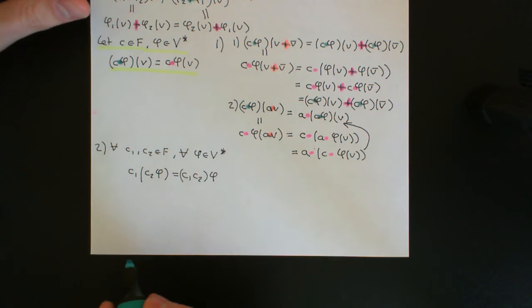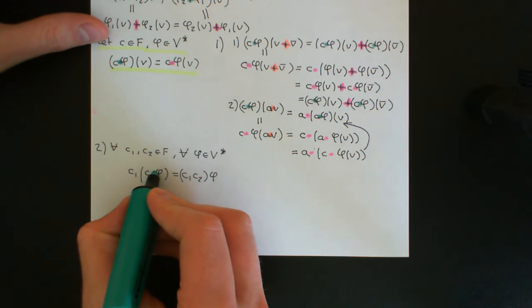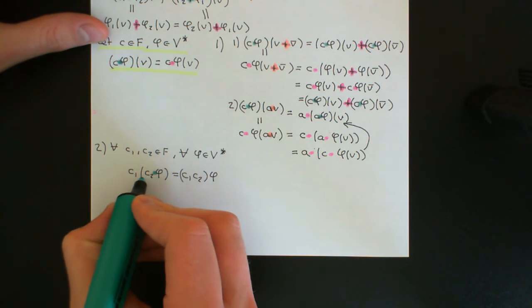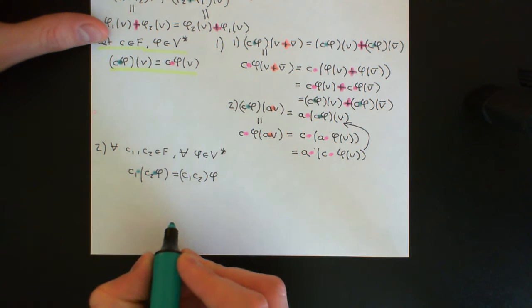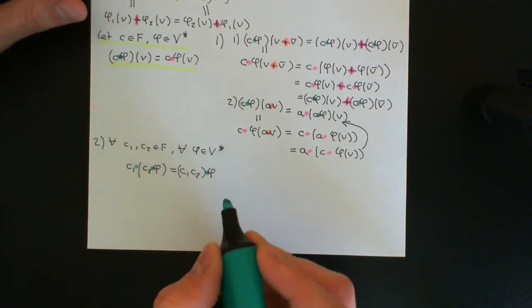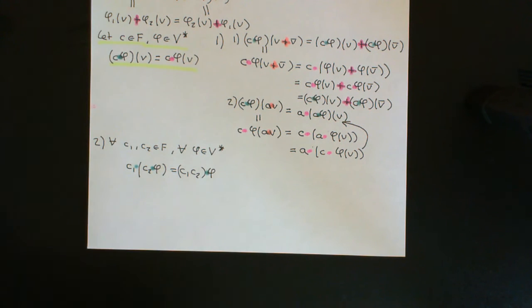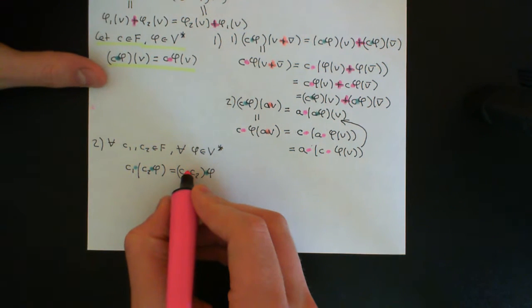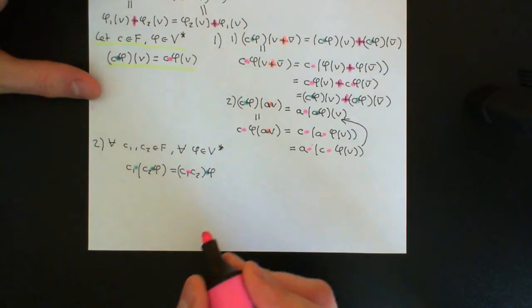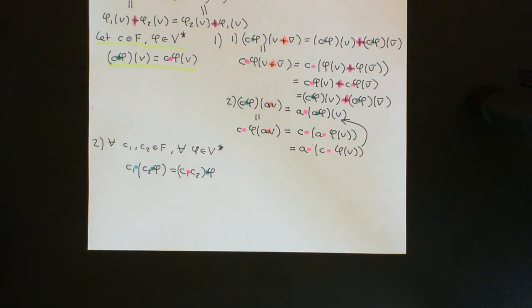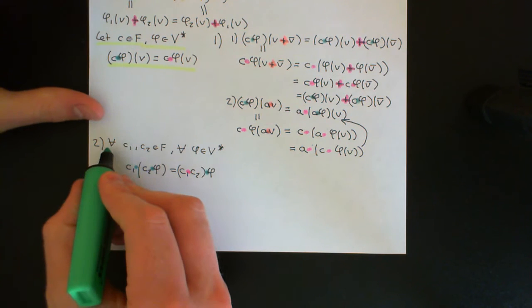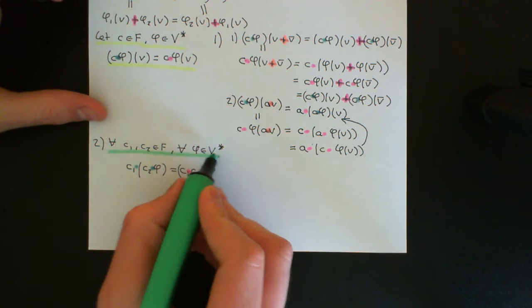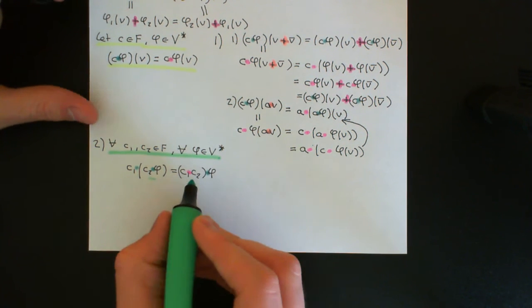So let's just put a bit of colour on here. This is scalar multiplication in the dual vector space. This is scalar multiplication in the dual vector space. This is scalar multiplication in the dual vector space. On the other hand, this multiplication of C1 and C2, these two scalars in the field, that is multiplication in the field. Okay, so this rule is associativity of scalar multiplication with field multiplication.